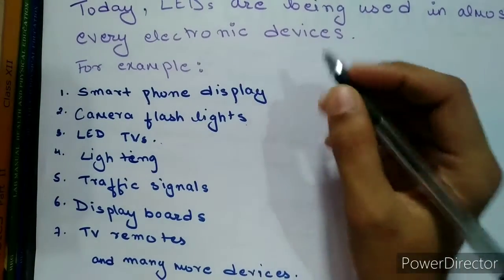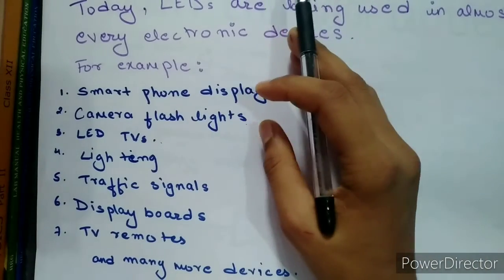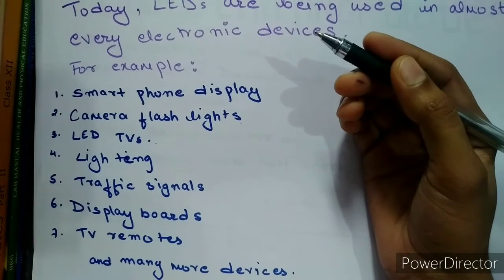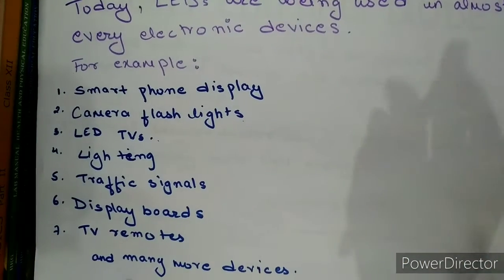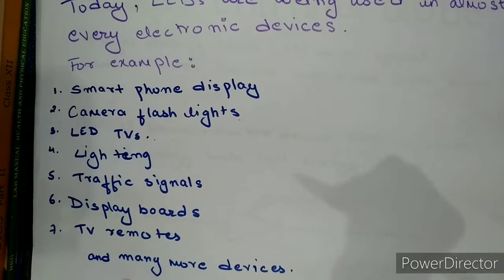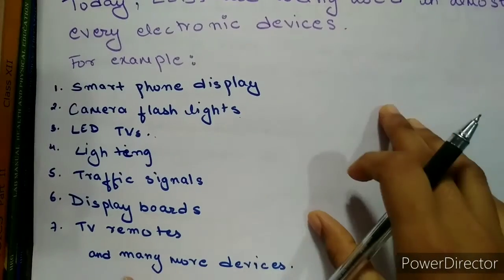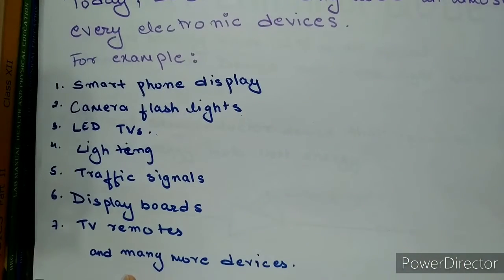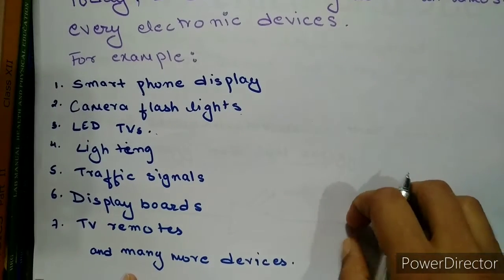And if we talk about lighting, LEDs are used for lighting in houses and street lights, and also in decoration. Decoration is quite common; we all know that decorative lights are LEDs. And not only that, the traffic signals that we see are also LEDs, as are display boards, and also TV remotes and AC remotes. We can give many more examples like this.